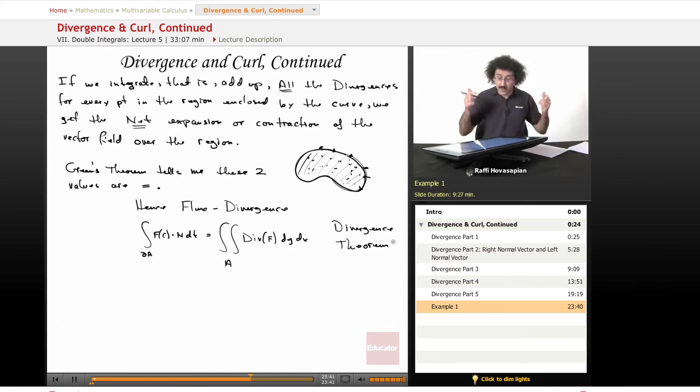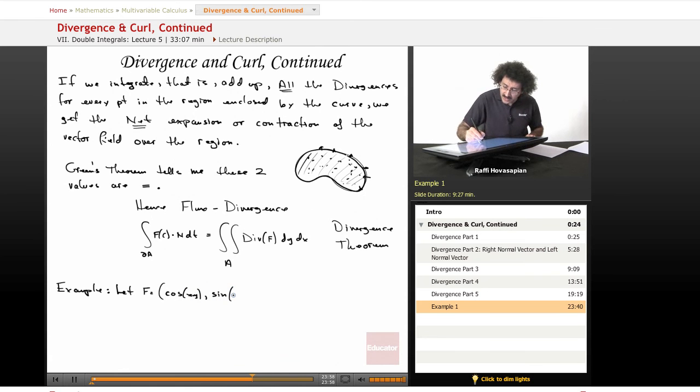Okay, let's go ahead and do an example. We will let f equal, we're going to use the same vector field as before, so we have cosine of xy and sine of x squared y, actually kind of a complicated vector field. We have c of t, which is as before.